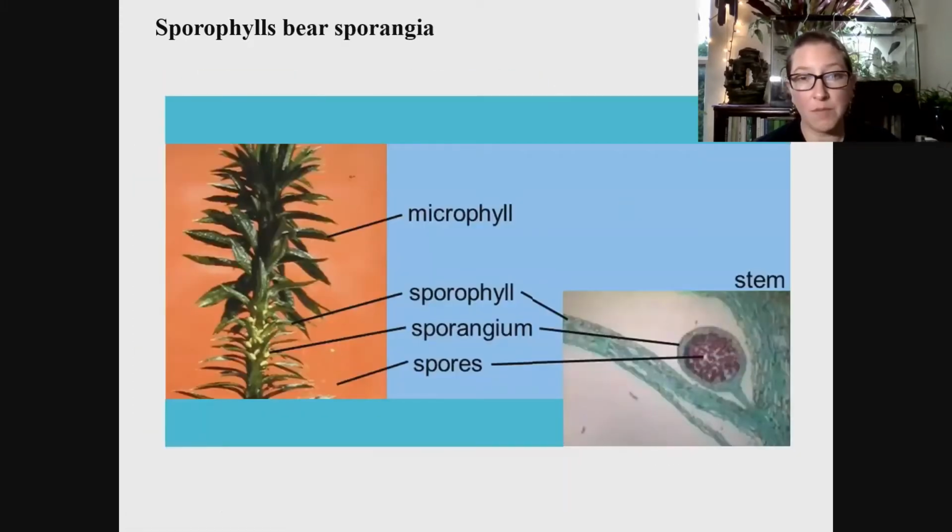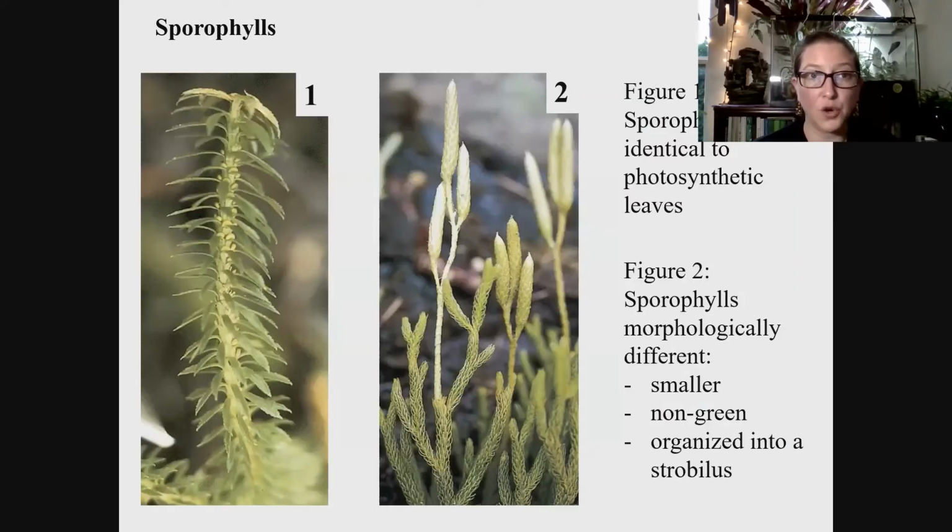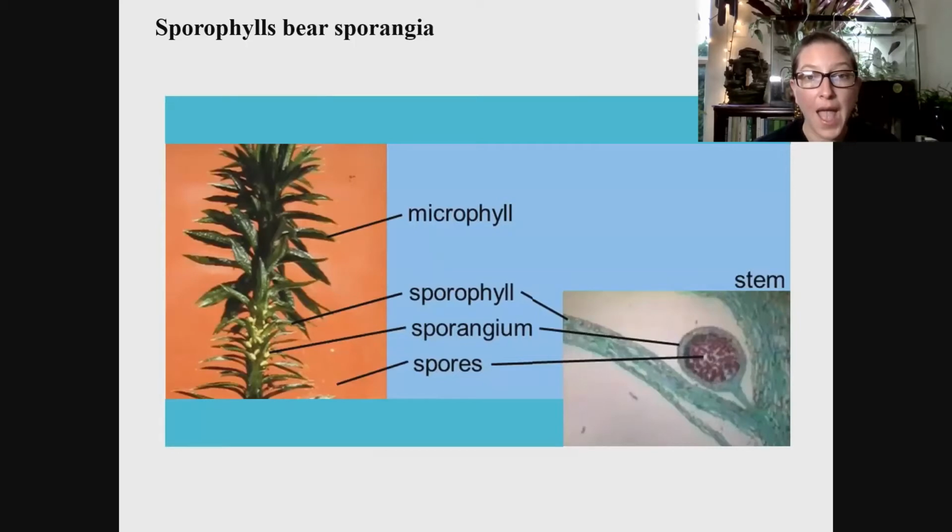This is the same thing again, but a different way to look at it. On the left here, that is like your Figure 1, right? You notice some of the leaves toward the top of that plant don't have sporangia on them, so we just call them regular microfills. But below those are some microfills that happen to have sporangia on them, and so we call them a sporophyll. Remember, fill is leaf.